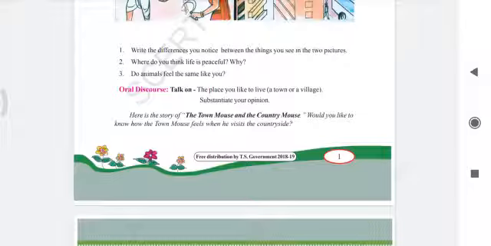Talk on the place you like to live, whether it is a town or a village. That is actually a classroom activity, we cannot do it right now.